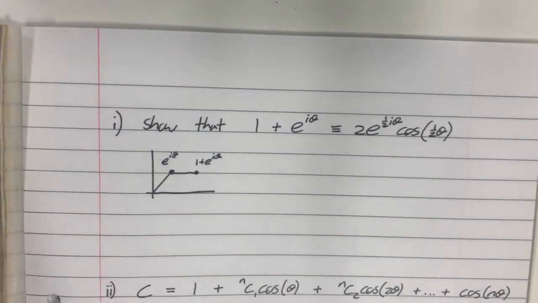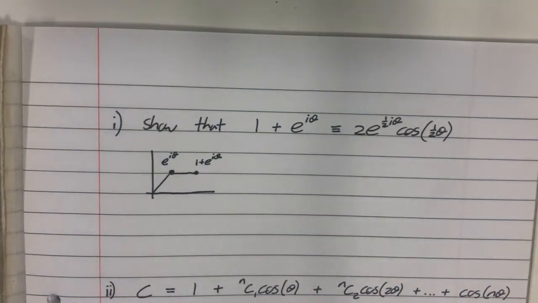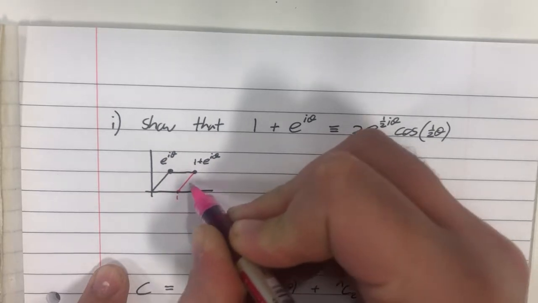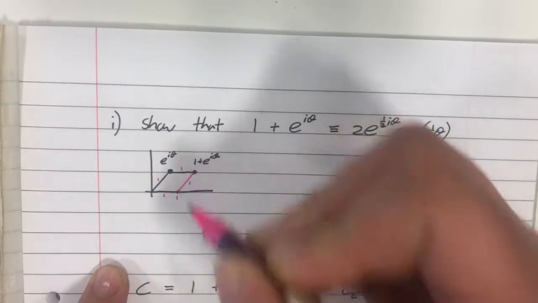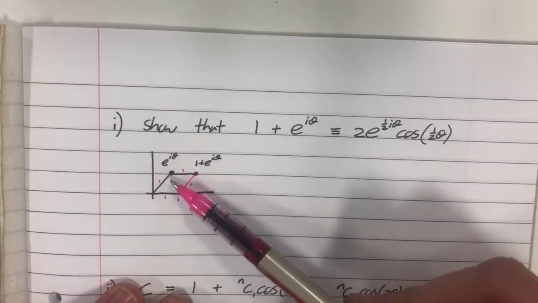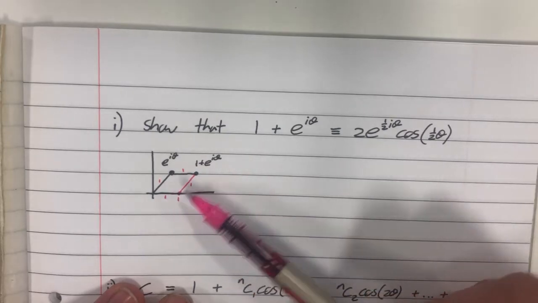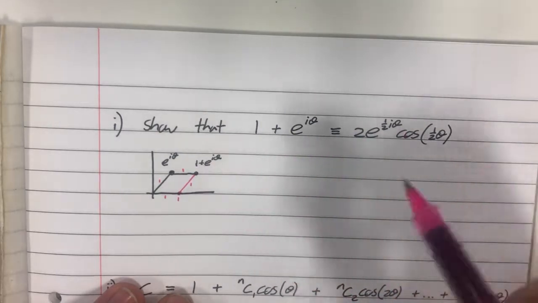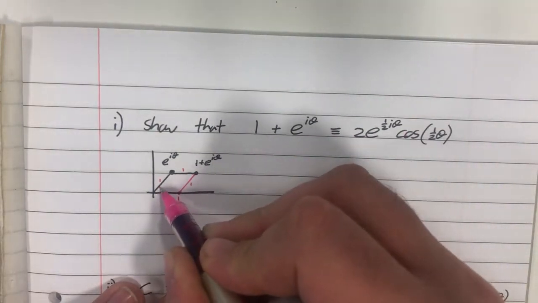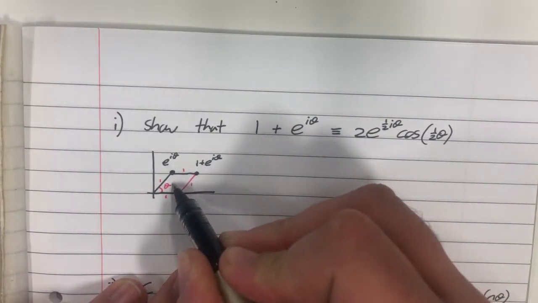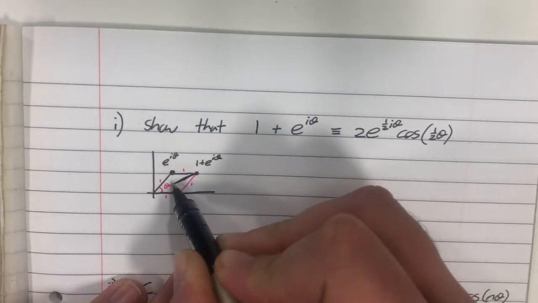And if we complete the rhombus, then we can get an idea of exactly what's going on here. So each of those lengths is a length of 1, because e to the i theta has a modulus of 1, 1 has a modulus of 1, 1 has a modulus of 1, and then this length here is 1 plus e to the i theta. So the argument of e to the i theta is theta, so therefore that angle there is theta. And what I'm doing is taking this rhombus and cutting it directly in half.